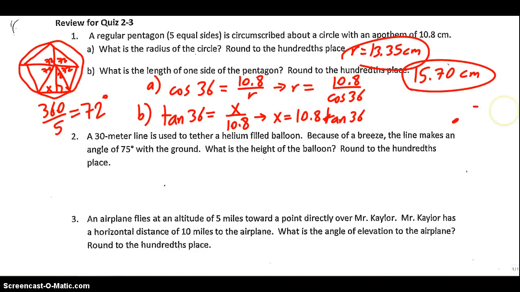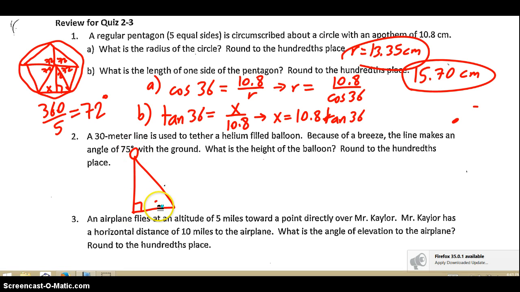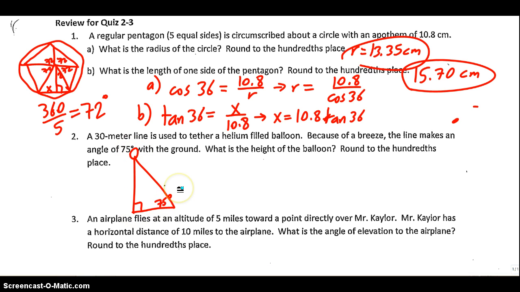Alright, number 2, a 30-meter line is used to tether a helium-filled balloon. Because of a breeze, the line makes an angle of 75 degrees with the ground. So we have some sort of triangle here. The balloon's up here, and it makes a 75-degree angle with the ground. They want to know what's the height of the balloon. So I'm going to use a different variable than h. Let's just call it x.